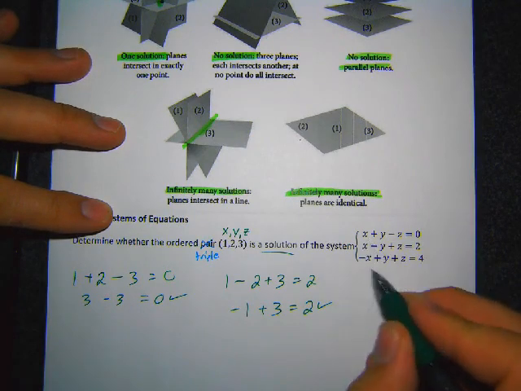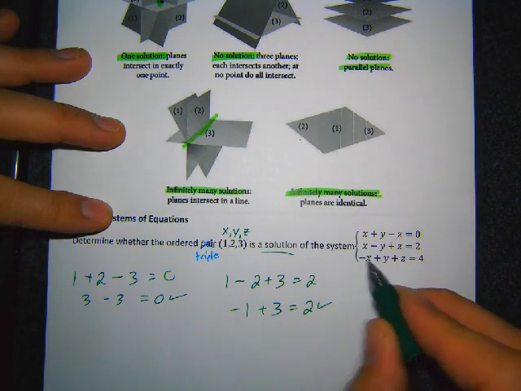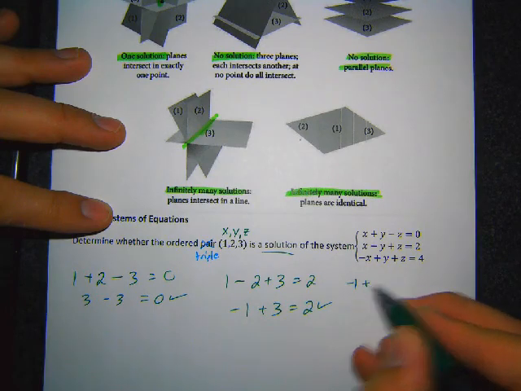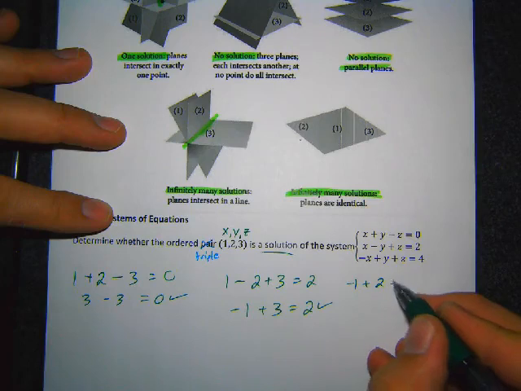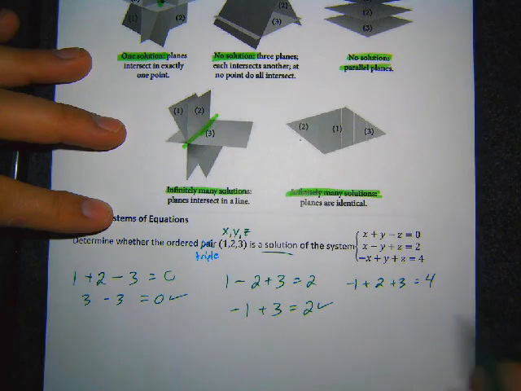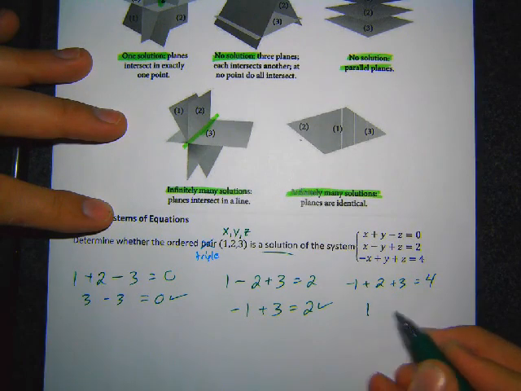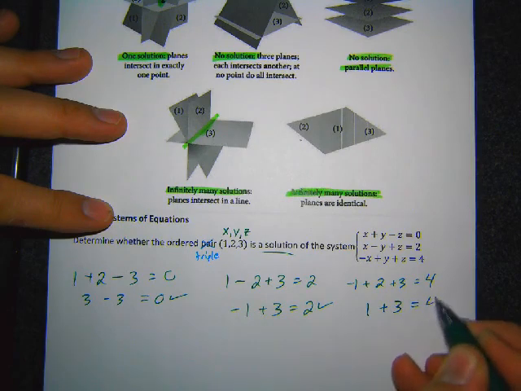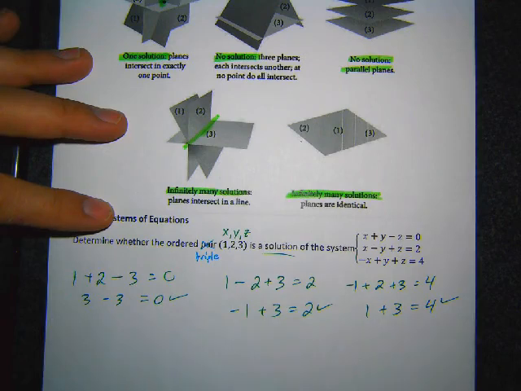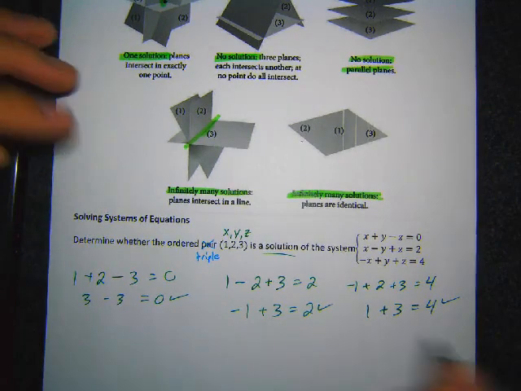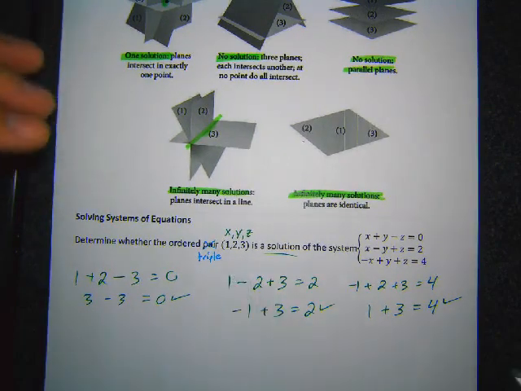Last one, the bottom one, we have a negative x, so it's going to be a negative 1, plus y, which is 2, plus z, which is 3, equals 4. Negative 1 plus 2 is 1, plus 3 equals 4. And 1 plus 3 does equal 4, so it works out. So it checked out in all 3 solutions. So that means that this point, 1, 2, 3, is a solution for all 3 of these.